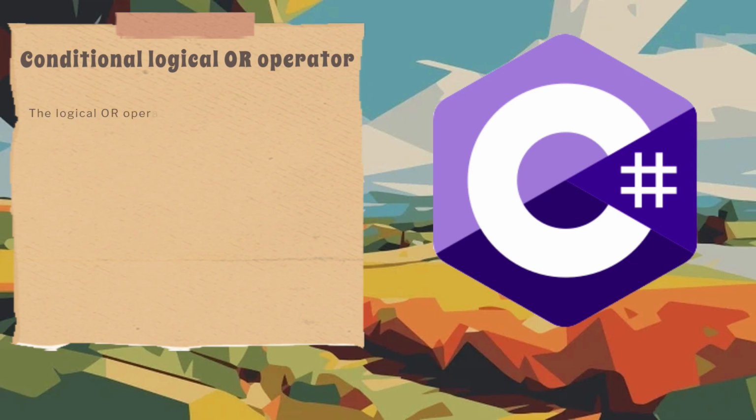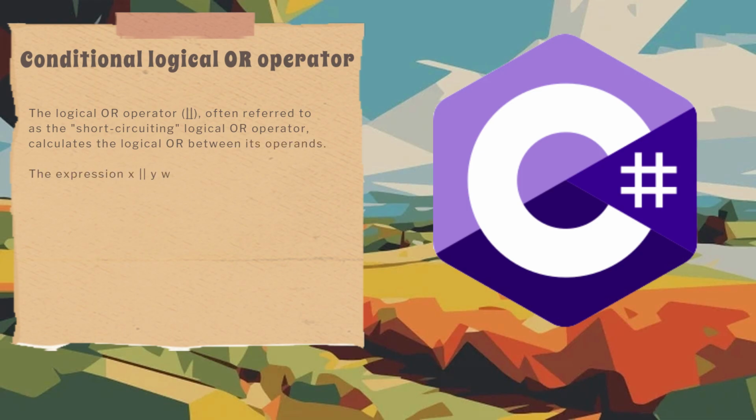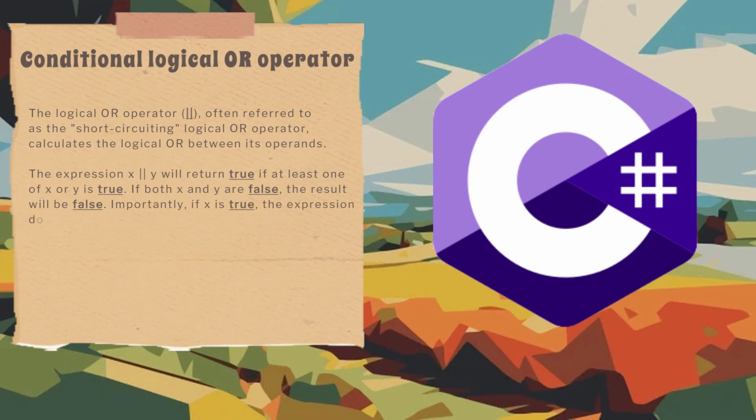The logical OR operator, often referred to as the short-circuiting logical OR operator, calculates the logical OR between its operands. The expression x or y will return true if at least one of x or y is true. If both x and y are false, the result will be false. Importantly, if x is true, the expression does not evaluate y due to short-circuit behavior.